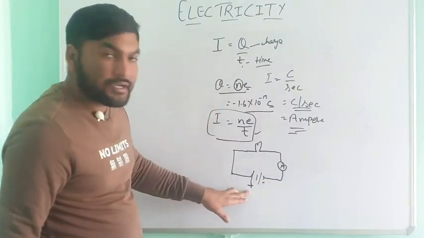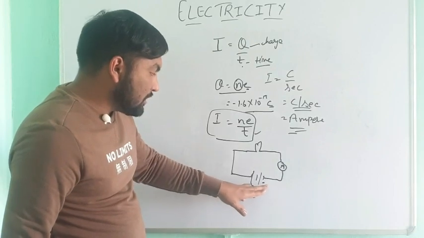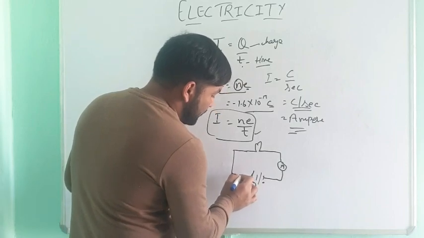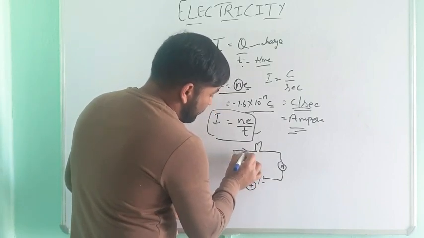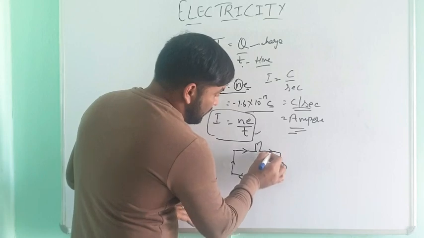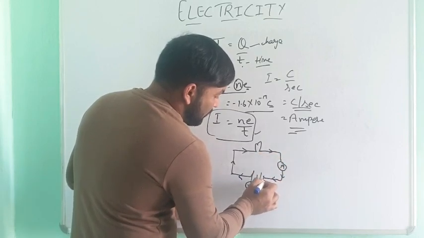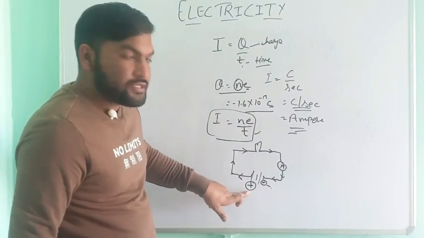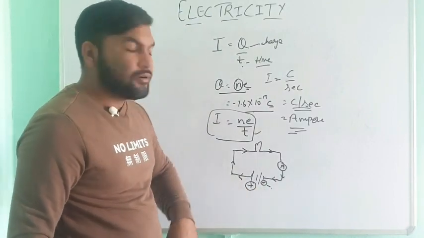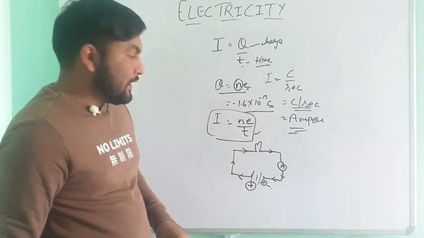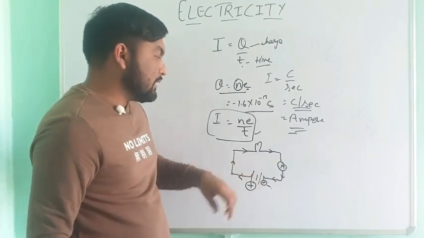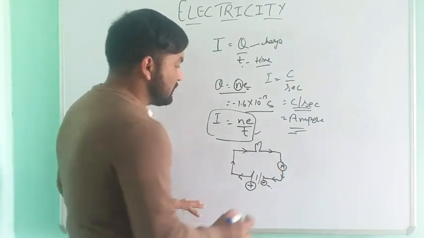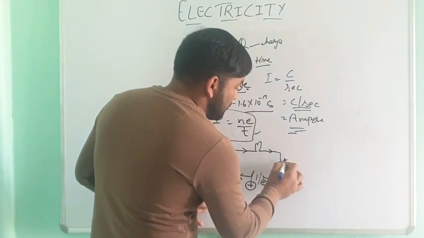The direction of the electric current is from higher potential to lower potential. The higher potential is the positive terminal of the battery, so the direction is like this, to the negative terminal of the battery, which is called the lower potential. To measure an electric current in this circuit, we require an ammeter, which is connected in series like this. So this is positive and this is negative.